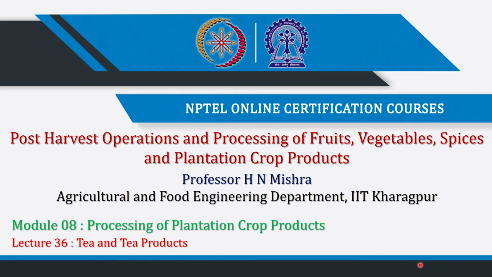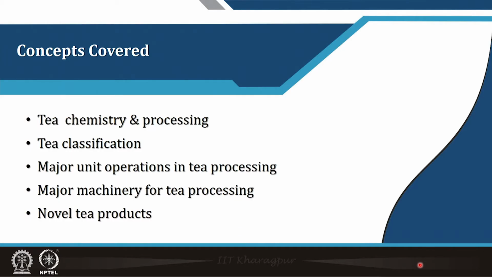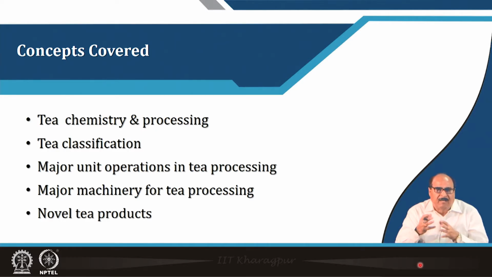Hello everybody, Namaskar. In this lecture 36, today we will discuss tea and tea products. The concepts which will be covered in this lecture include tea chemistry and processing, classification of different made teas, unit operations involved in tea processing, major machinery used in the tea processing industry, and finally, we will also discuss some of the novel tea products available in the market.